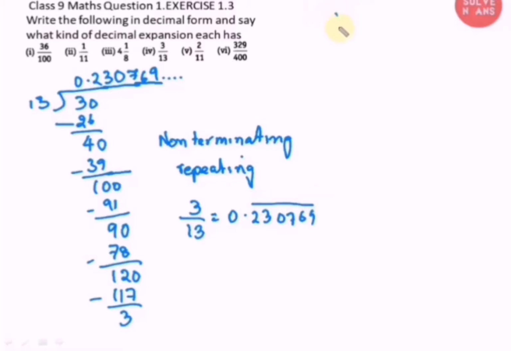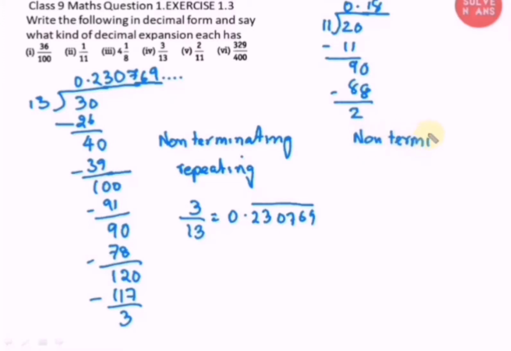Then the fifth one is 2 divided by 11. So this becomes 20. 11 ones are 11. Then you get remainder 9. Made it 90. 11 8s are 88. You get 2. So this 2 you got it back. So again this is what? Non-terminating. Okay, and the values what you are getting here will be repeated. So repeating.